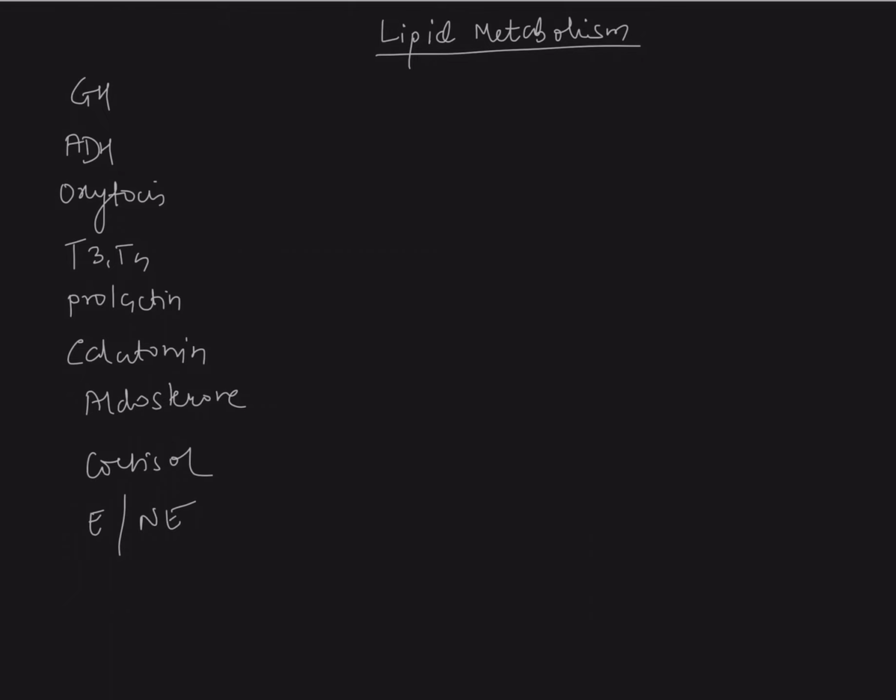Out of these, now let's see which have effects on the lipid metabolism. GH has effects. T3, T4 have effects. Cortisol has effects. Epinephrine, norepinephrine has effects. So total 4 have effects. Now the remaining will not have effects. So let's see and count them.